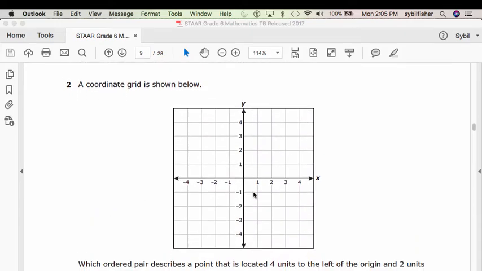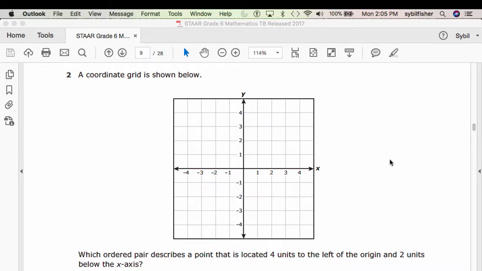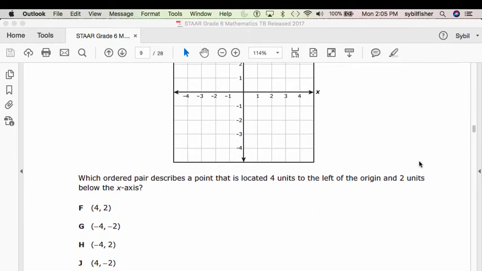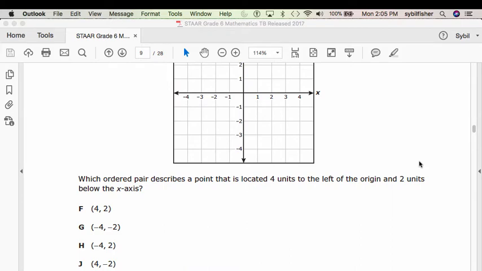Number 2. A coordinate grid is shown below. Which ordered pair describes a point that is located 4 units to the left of the origin and 2 units below the x-axis? F, (4, 2). G, (-4, -2). H, (-4, 2). J, (4, -2).